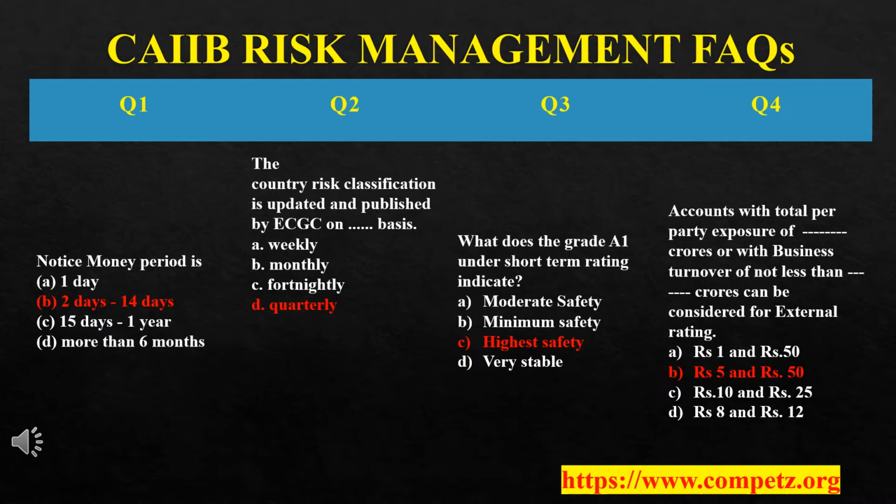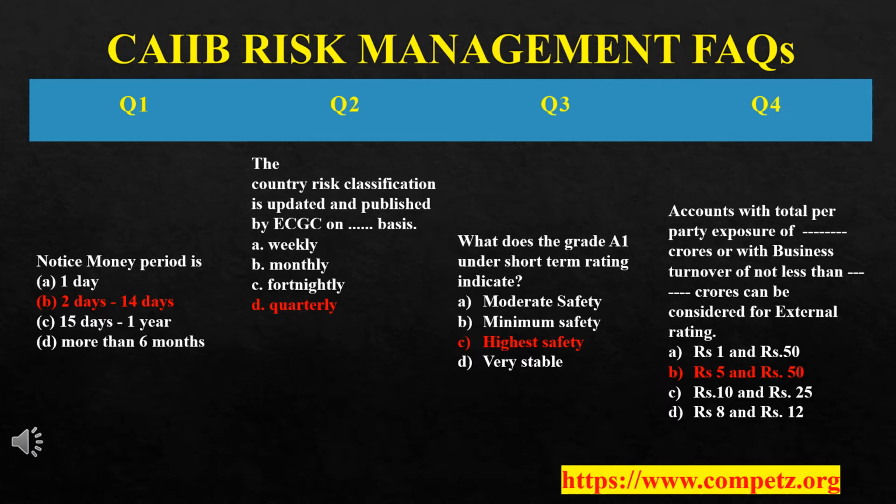So here the question is notice money. What is notice money? The first option is 1 day. So 1 day will not come because it's for call money. If the question was for call money, you should say 1 day. Here it's given notice money. Notice money means it refers to borrowing and lending of funds for 2 to 14 days. So the answer is 2 to 14 days.